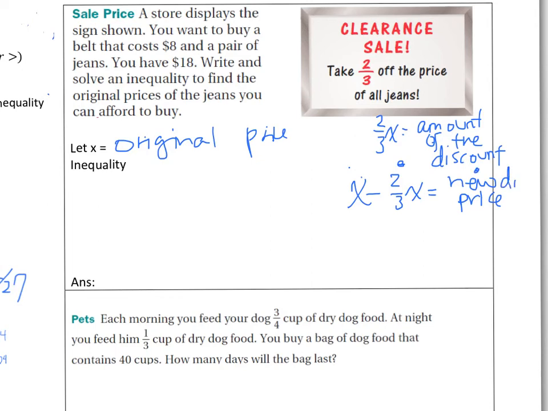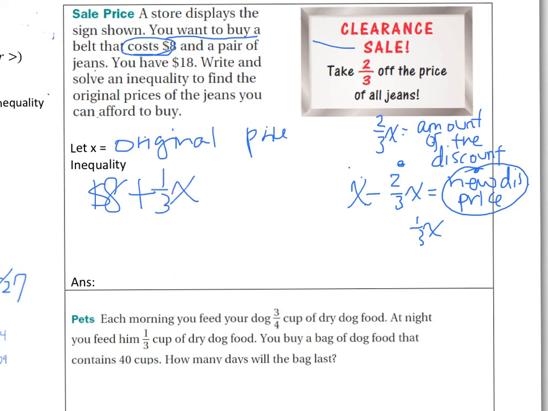Okay, I'm going to write discount here. Okay, let's look at the problem. You want to buy a belt that costs $8. So that's a fixed cost. I'm going to write that down. And a pair of jeans. Okay, so the jeans, they're on sale. So we need to use the new discounted price. So X minus 2/3 X is just 1/3 X. Okay, so we're going to add 1/3 X, which is the new price.